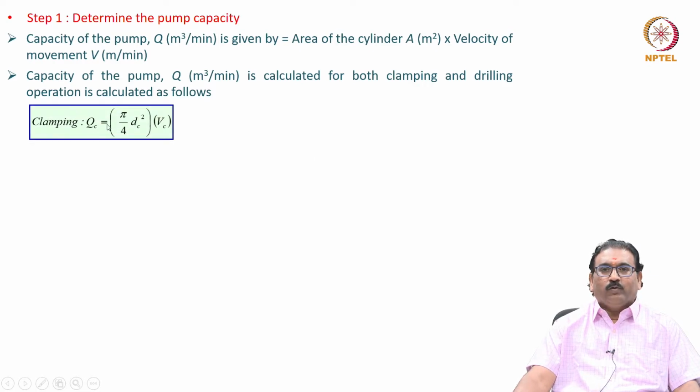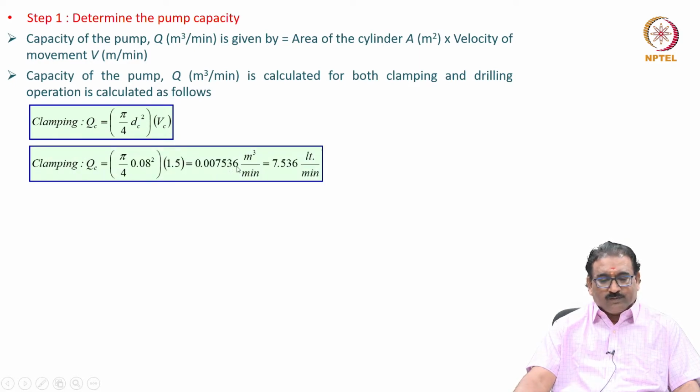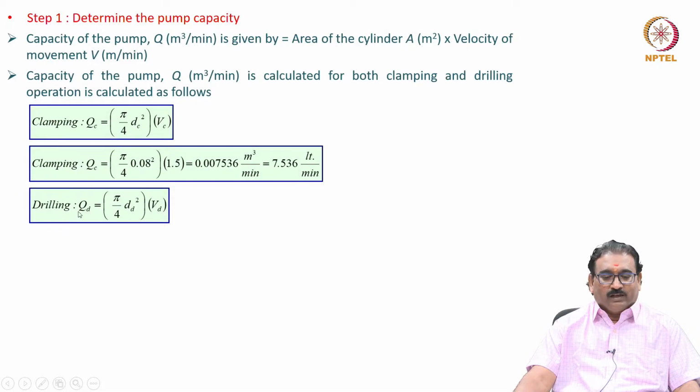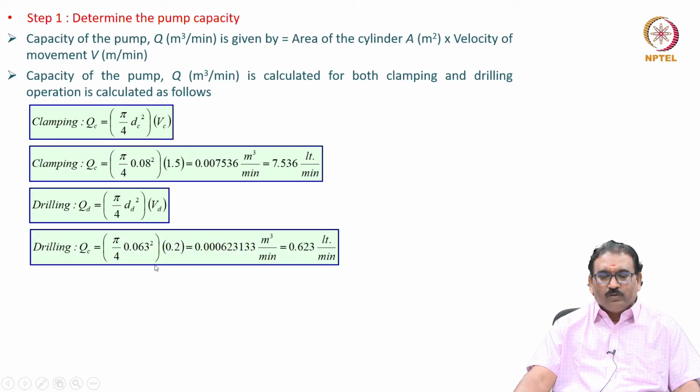Clamping QC equal to pi by 4 DC square into VC. Substitute the values. Please take care, all are in the same units. I may get clamping as 7.536 liters per minute. Similarly, we will calculate for the drilling operation, QD equal to pi by 4 DD square into VD. Substitute all the values, I may get here 0.623 liters per minute for drilling operation.